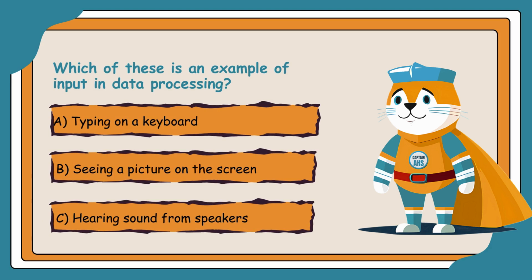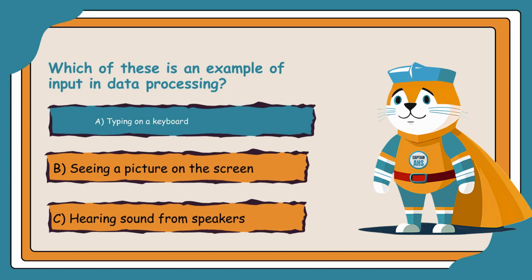What is an example of an input in data processing? Option A, clicking a mouse. Option B, seeing a picture on the screen. Option C, typing on a keyboard. Option A, typing on a keyboard.